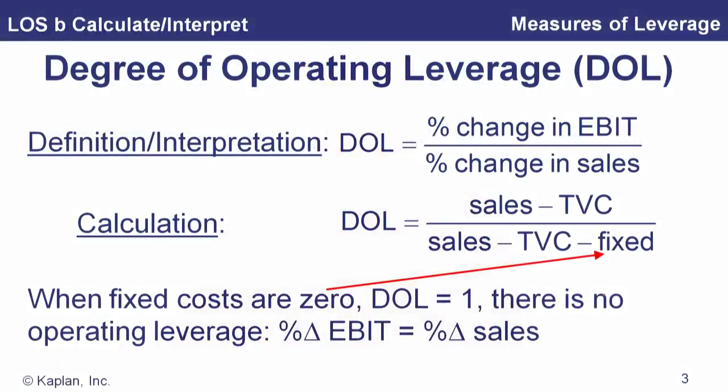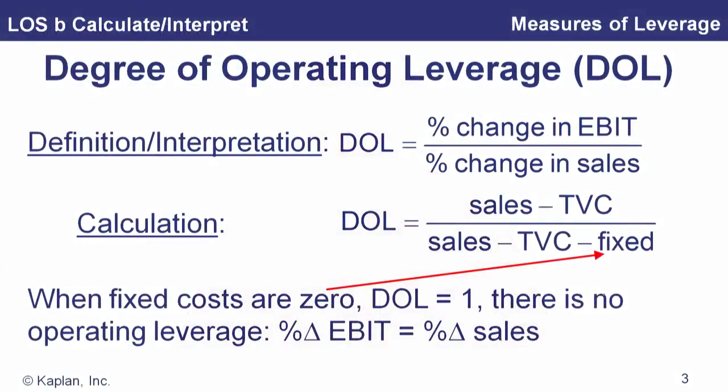Now, to calculate our degree of operating leverage, our numerator is sales minus total variable costs, and our denominator is sales minus total variable costs plus our fixed costs. So the variable costs might be the cost per unit of your raw materials and the labor that goes into manufacturing your product. And your fixed costs may be the cost of the building, the factory, things like this that are directly related to production, but those are costs that don't change when we change the volume a little bit.